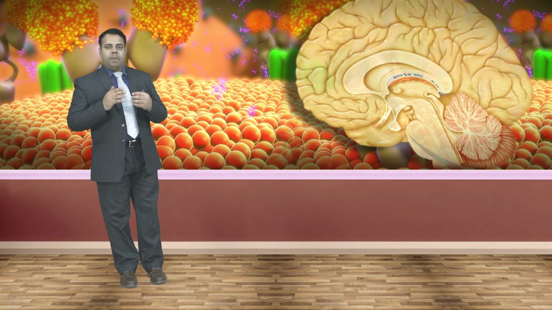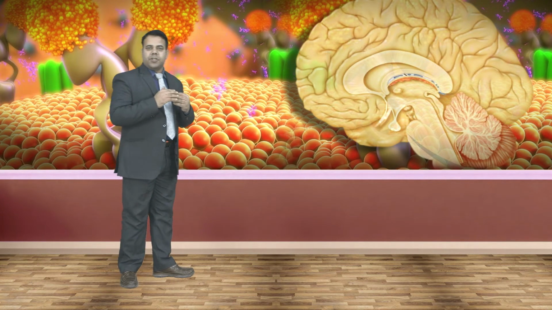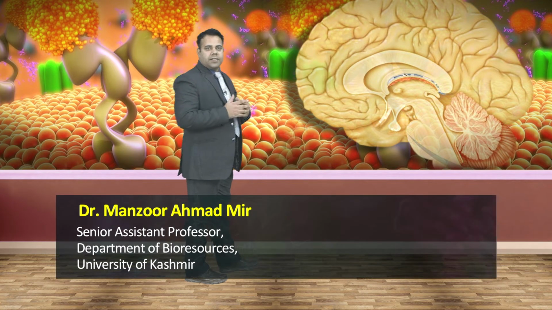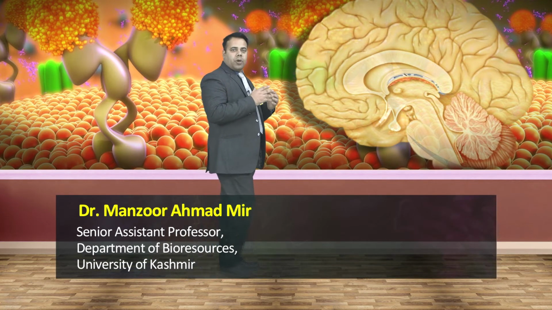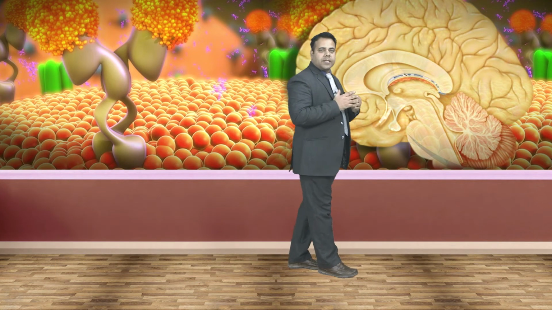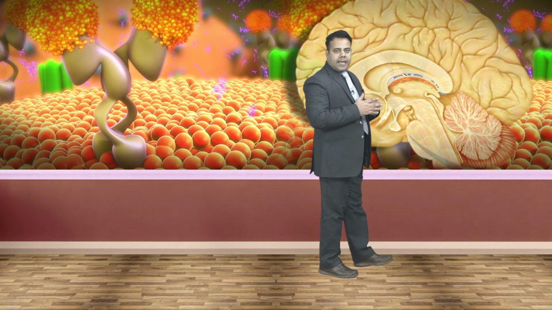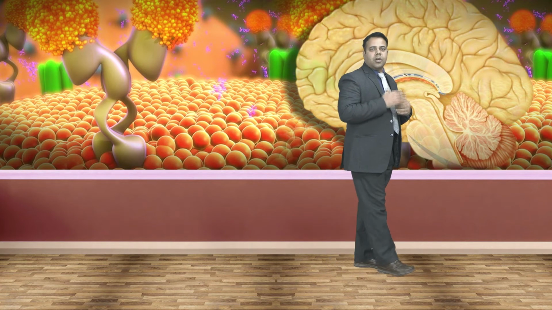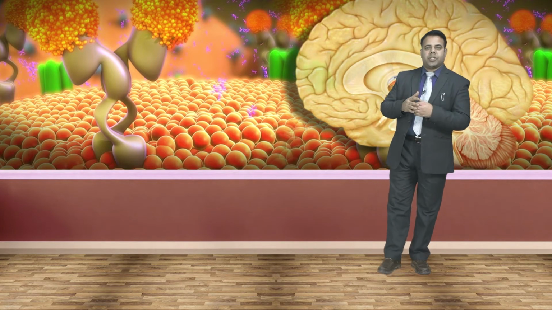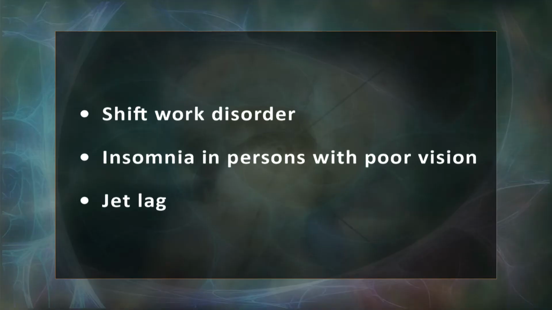Pineal gland may develop benign and malignant tumors. The most common of these are germinomas, which develop from the embryonic cells which have migrated through midline structures such as the pineal gland. The disturbance in the usual sleep-wake cycle results in various disorders of melatonin production, which ultimately lead to conditions like shift work disorder, insomnia in persons with poor vision, and jet lag.